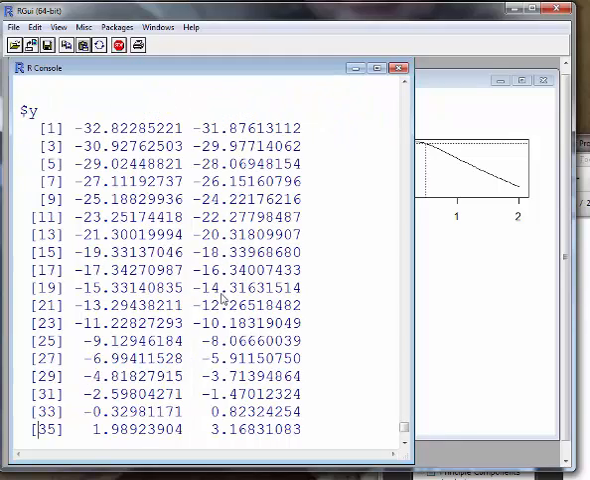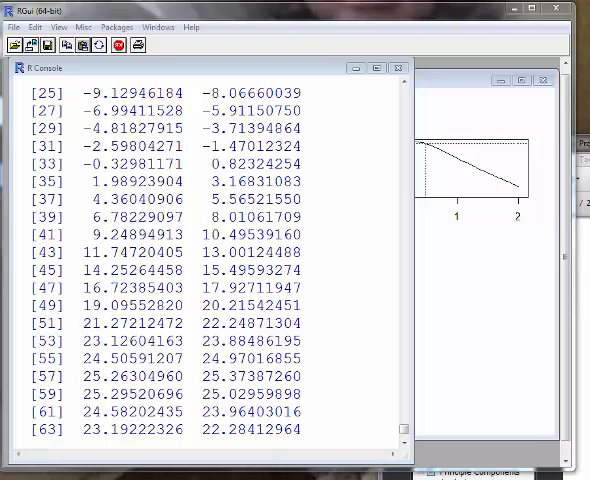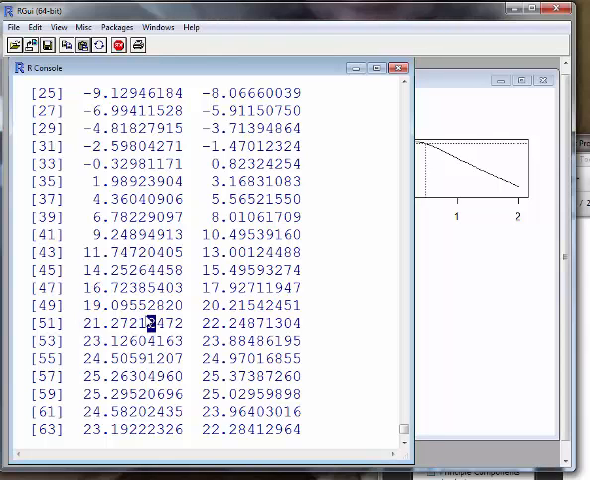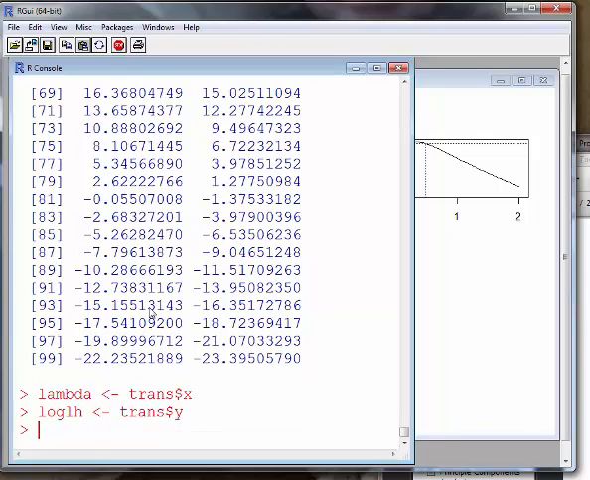So, to make it easier to read and more consistent with our language, I'm going to store the trans$x values in the variable called lambda and the trans$y values in the variable called logLH, for log likelihood. And then in fact I'm going to cbind the whole deal there.